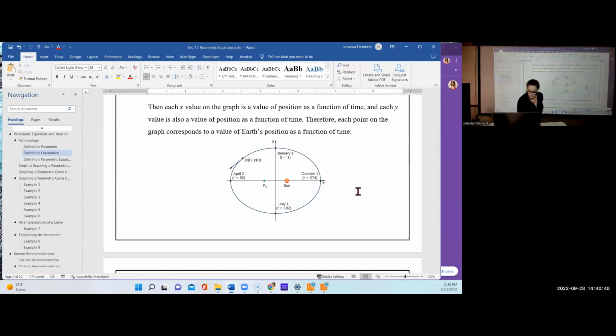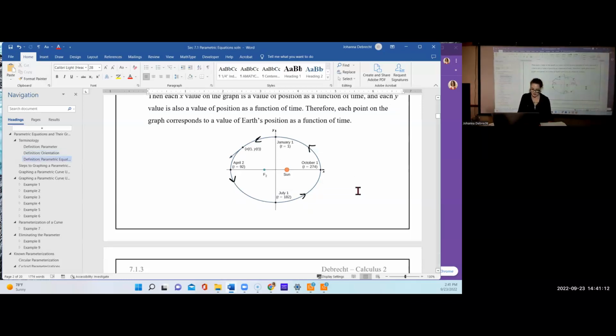And because of the way that time moves, the orientation is going to go this way from January to April to July, and then back around to October, and then back again to the beginning of the year. So the orientation is that we're moving around the sun in a counterclockwise elliptical orbit. All right, and as we're looking at this, each single point corresponds to our position in the orbit at a particular time in the year. So it represents position as a function of time.